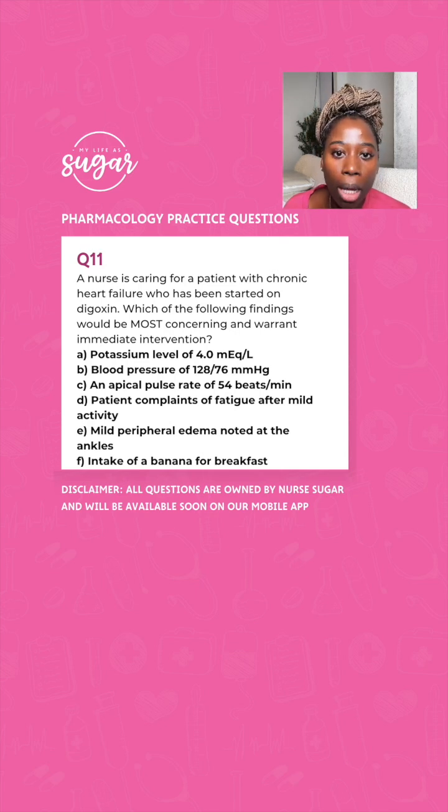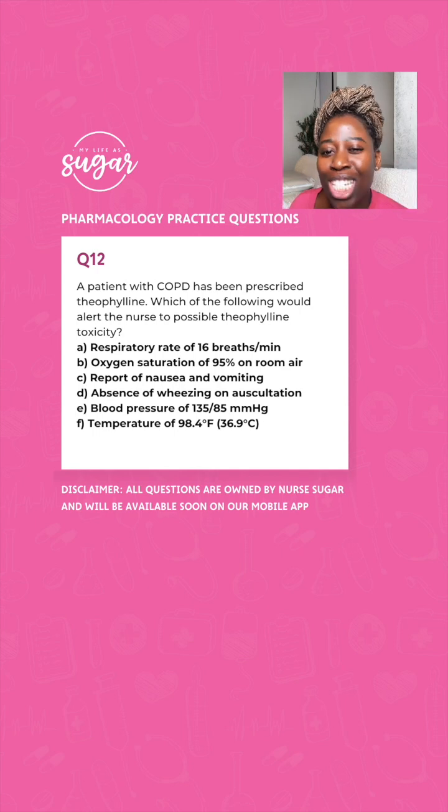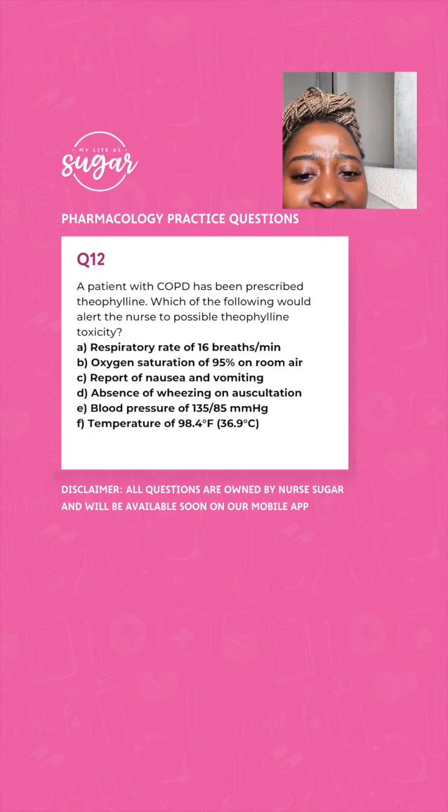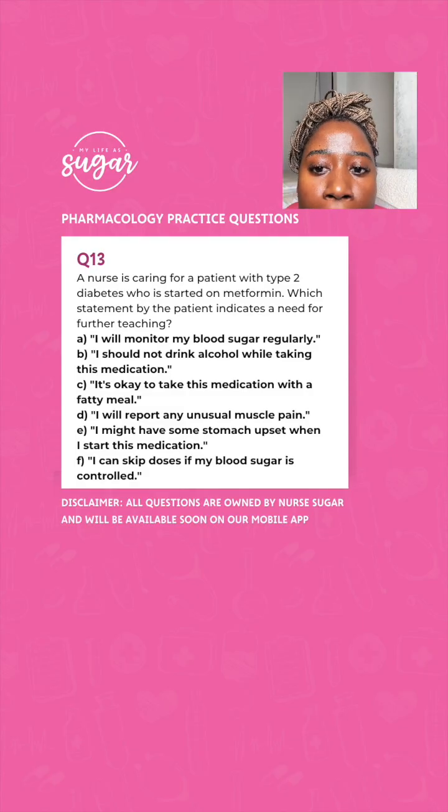That's expected of them. So C is a strong correct answer. Nothing can contest. A patient with COPD has been prescribed theophylline. Which of the following should alert the nurse to potential theophylline toxicity? Yes, C. A nurse is caring for a patient with type 2 diabetes who is started on metformin.